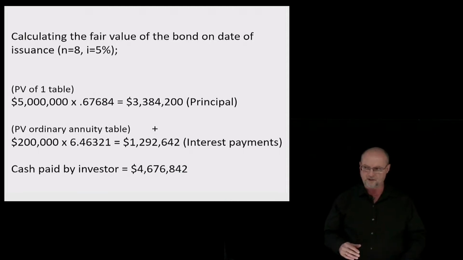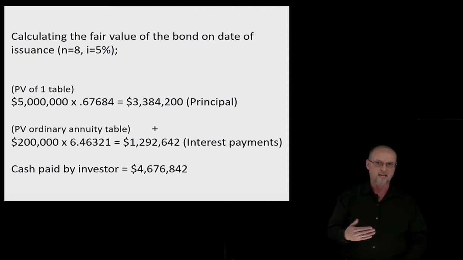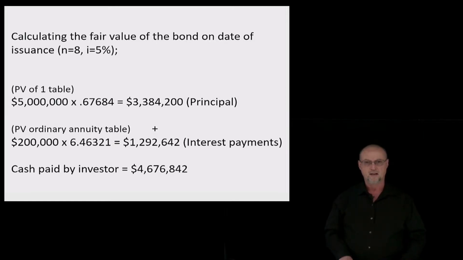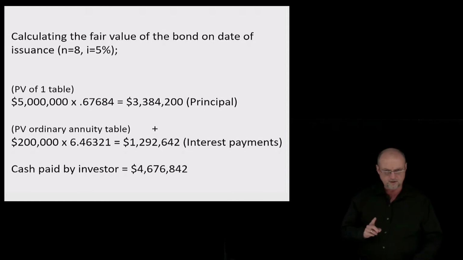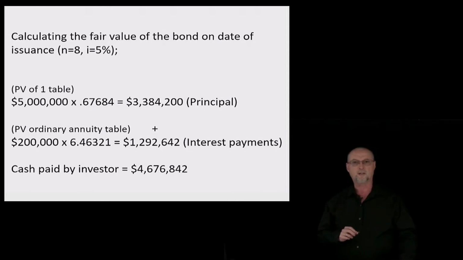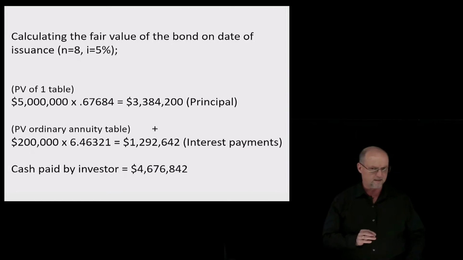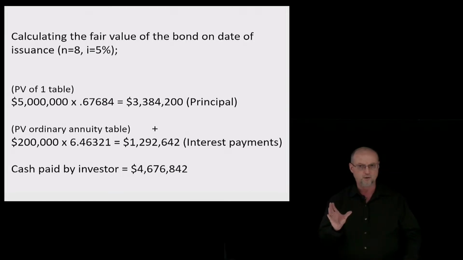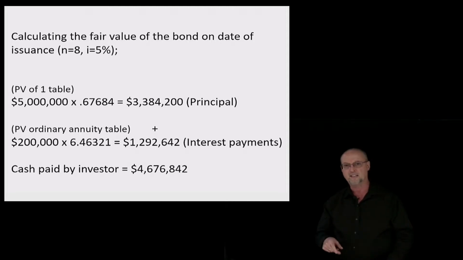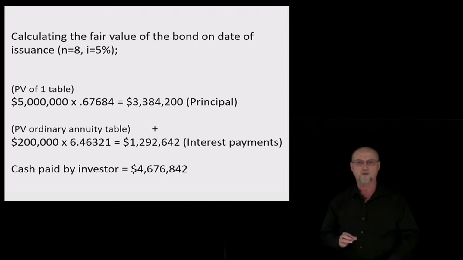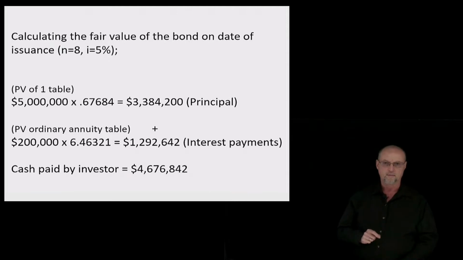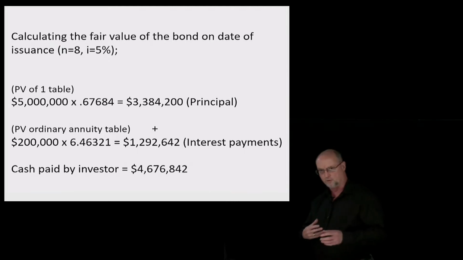That's what the investor is willing to pay for these bonds, given that the market rate was higher than the contract rate. Let me reiterate, since this is a point of confusion. When you calculate the interest payment, it's face value times contract rate. But when we're calculating the present value of a bond, we always use the market rate. Please make sure to make that note.